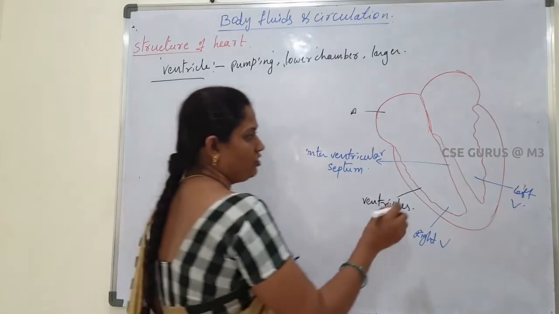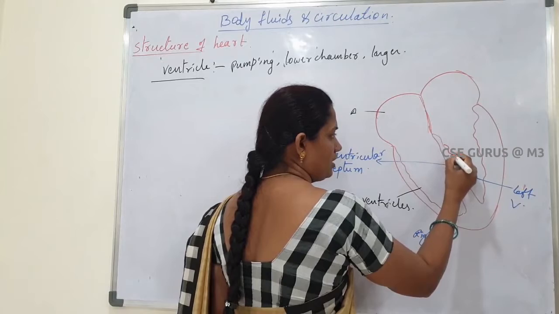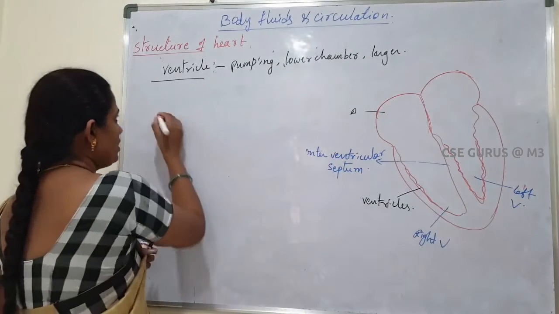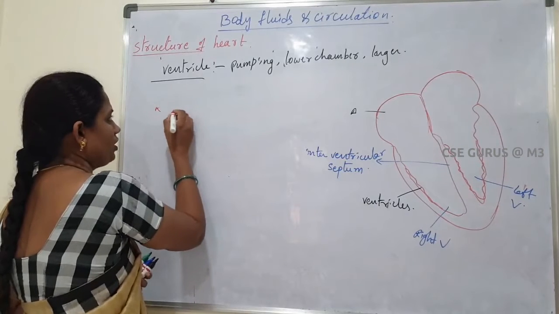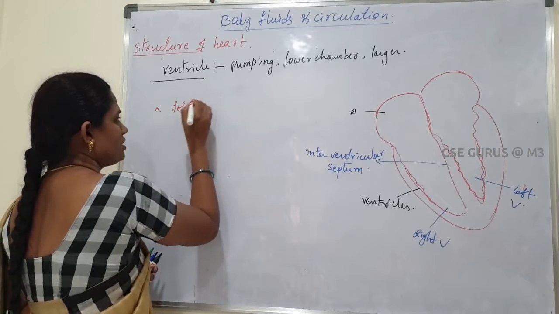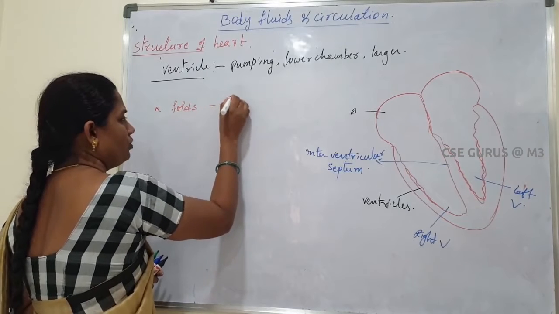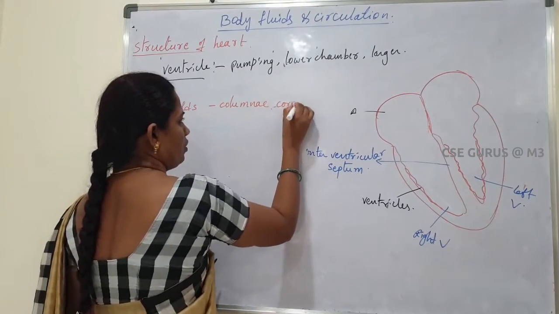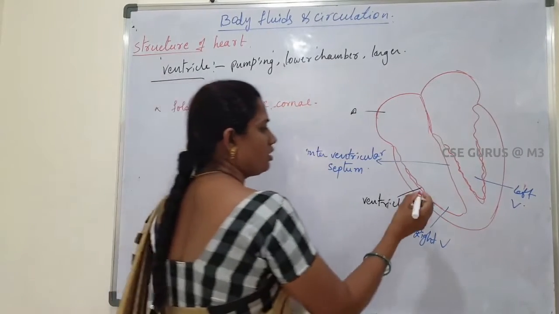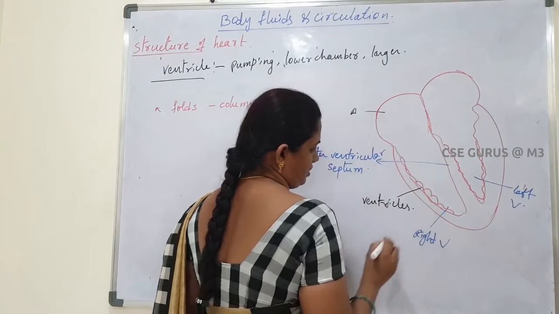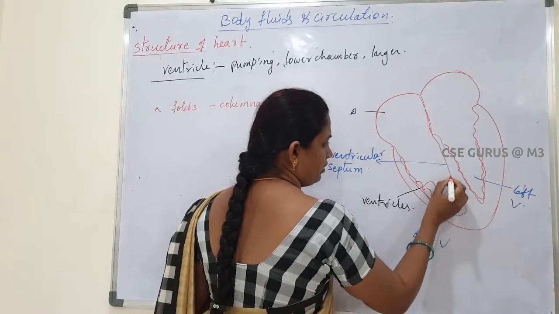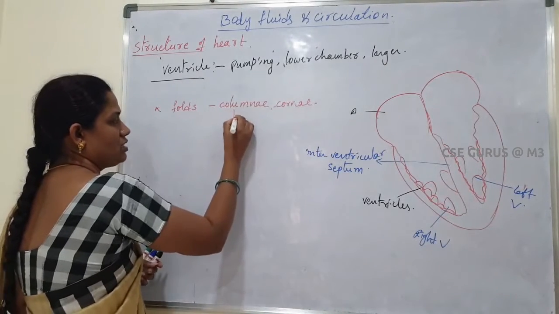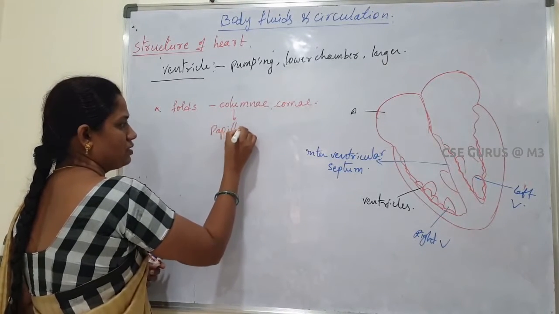Next, when we look at the internal structure, the two chambers have many folds. These folds are called columnae carneae. Among these fold-like structures, some are conical or triangular in shape, some are large and conical. These are called papillary muscles.